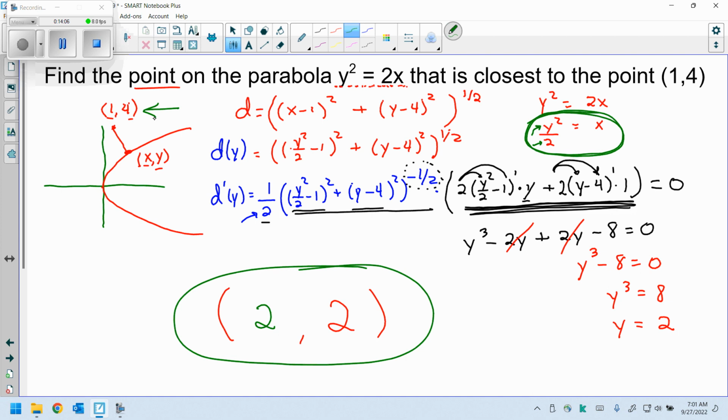This right here looked really ugly. But keep in mind, you want that derivative to be equal to 0. You want to find your critical value. Just focus your attention on the numerator.